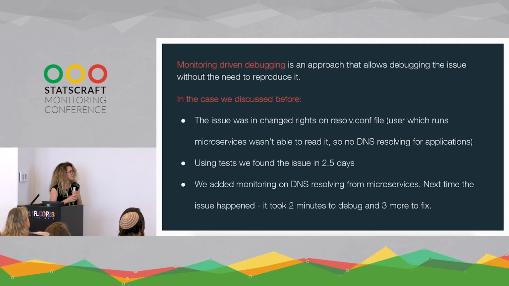In the previous case we discussed, the issue in the end was that someone changed rights on the resolve.conf file on one specific application server. And the user which runs microservices just couldn't read this file, which means no DNS resolution for microservices on that server, which means no RPC requests, of course. Using tests, we found the issue in 2.5 days, 60 million, remember. After we added monitoring on DNS resolving from applications, the next time the issue happened, we found it in 2 minutes, and in 3 more minutes we fixed it. That's it, no 2.5 days.